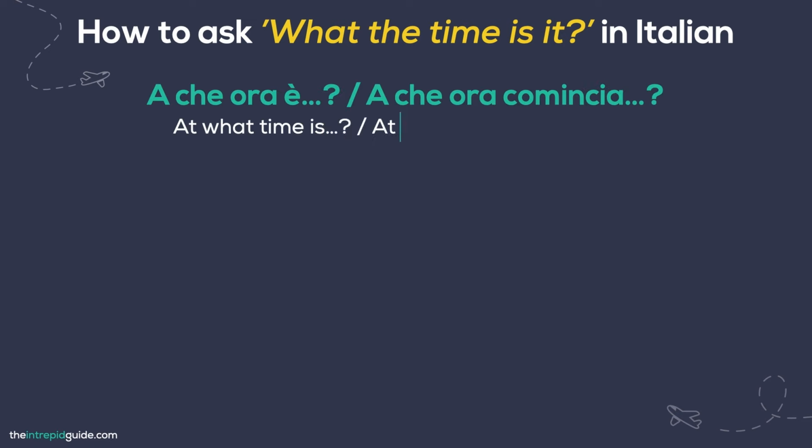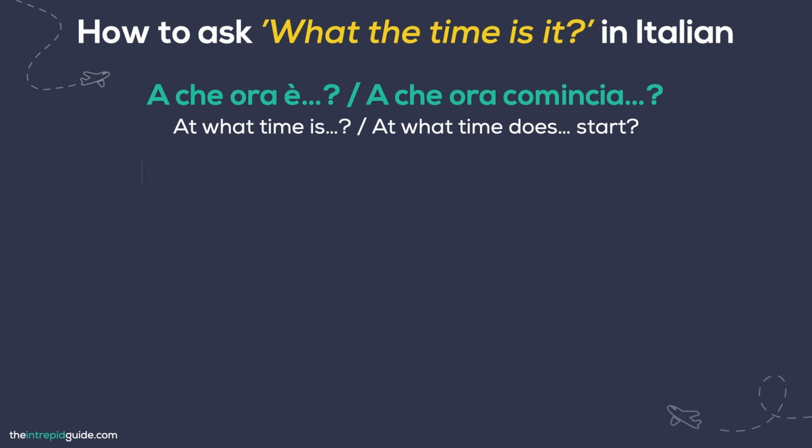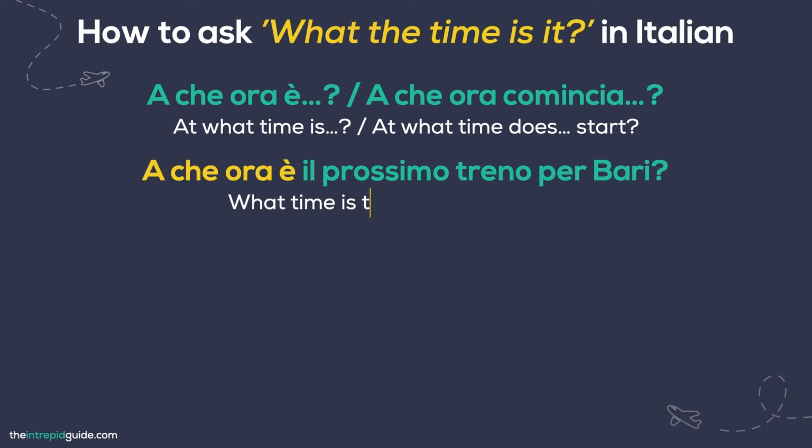You can also ask, A che ora è? A che ora comincia? Now these questions translate to at what time is and at what time does start, respectively, and come in handy for planning things while you're in Italy. For example, you might ask, A che ora è il prossimo treno per Bari? What time is the next train to Bari?